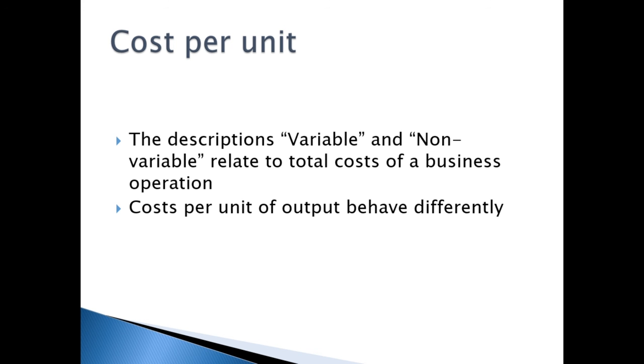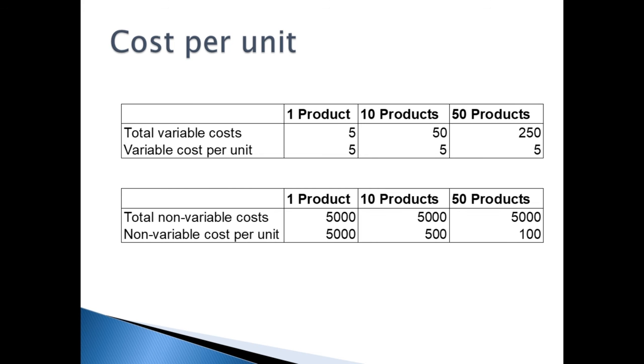Note that descriptions variable and non-variable relate to the total costs of a business operation. Costs per unit behave differently, as you can see in the table here. So the total variable costs go up, but the variable cost per unit stays the same. Conversely, the total non-variable costs stay the same, but when you divide it by the number of units, the more units you have, the smaller it becomes.